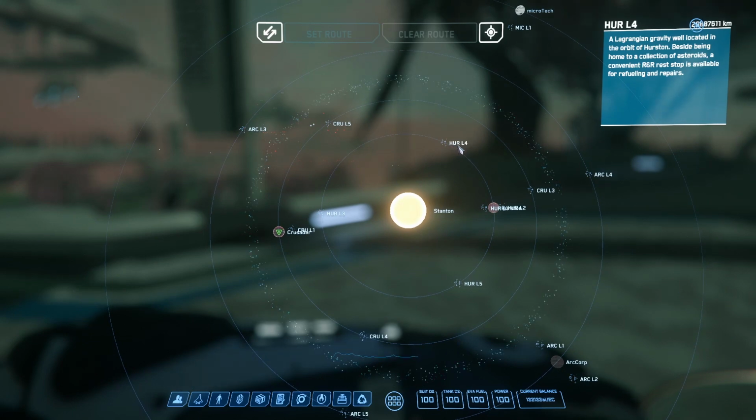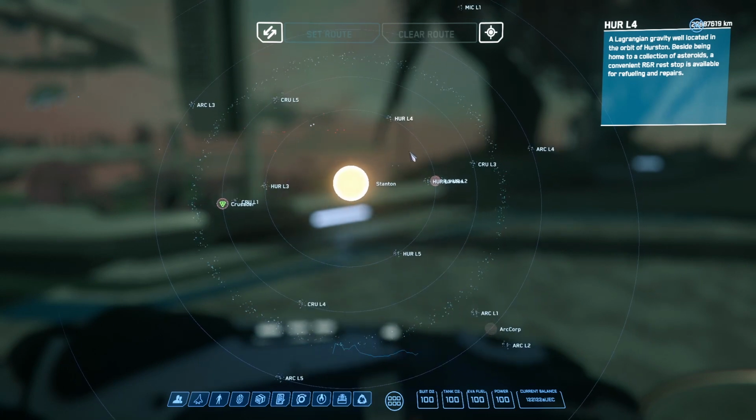It means it's one of the Hurston Lagrange points. It's Lagrange point 4 from that NASA diagram. Crusader Lagrange point 4 here, ArcCorp Lagrange point 1, and so on, right? So that's what it is. I won't go on anymore. I'm pretty sure you get it now.